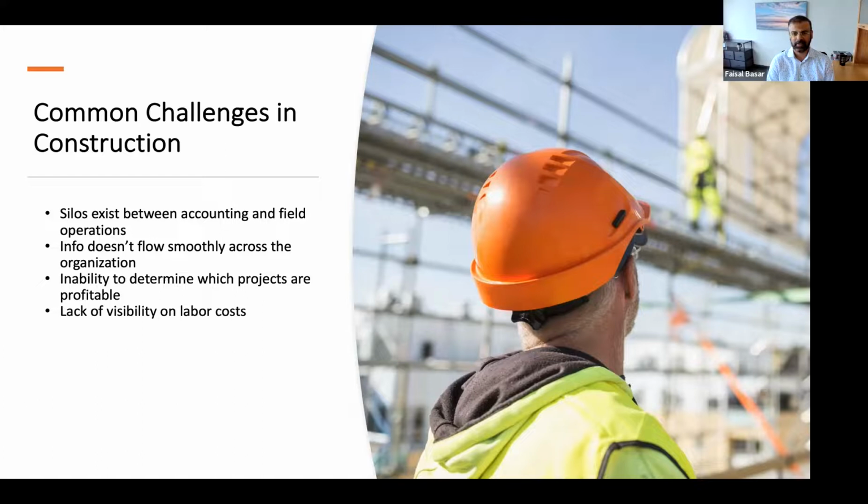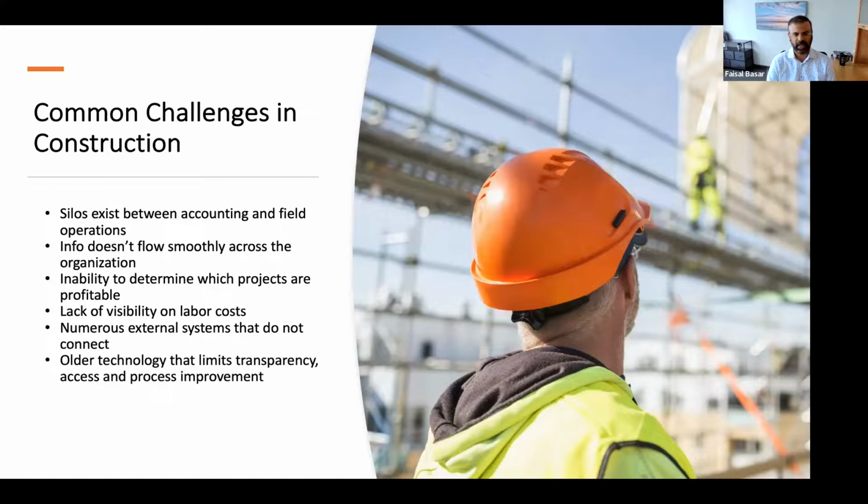Labor costs are the most expensive variable cost in construction projects. And having visibility is very important. And this is, of course, a huge challenge about labor cost. And companies generally use numerous external systems, which means they're not integrated. One system does not talk to the other. It's difficult to get information when it's spread across multiple systems. And again, because of this older technology, it limits transparency and potential for any improvement in your processes.